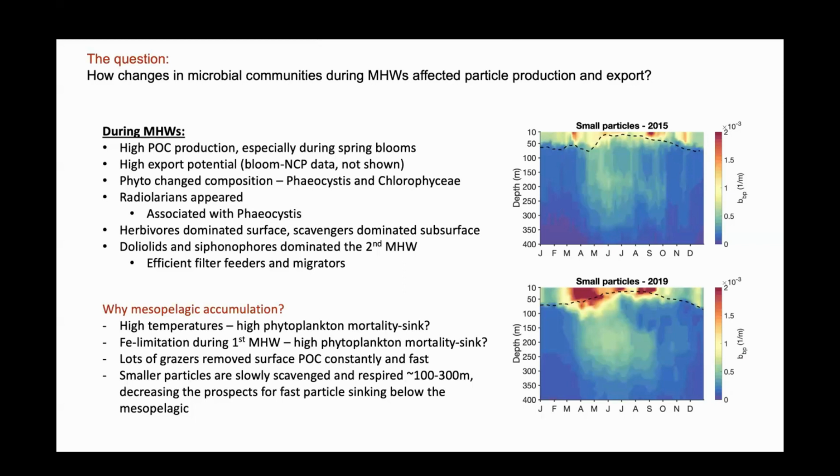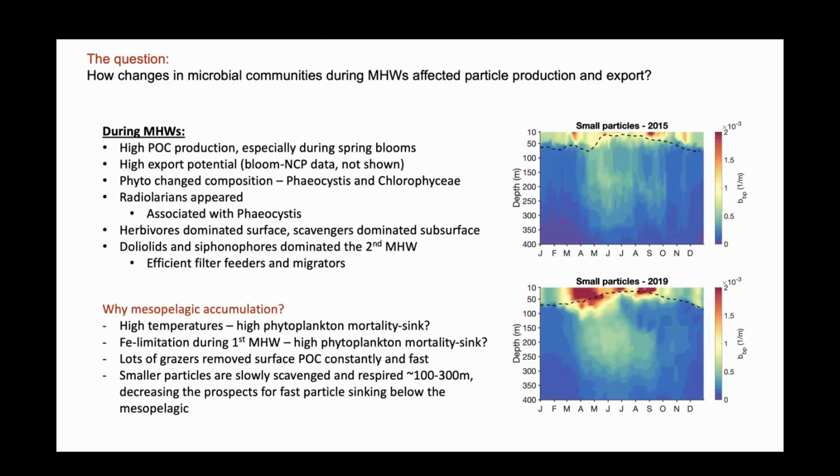Herbivores dominated the surface, the copepods. Scavengers dominated the subsurface. You see them showing up in the mesopelagic and probably recycling that POC that was accumulating there. Doliolids and siphonophores dominated the second marine heat wave. It was the first time that they showed up in this area, and I heard that they persisted until this day. They're efficient filter feeders and migrators, so probably they are facilitating this export over here.